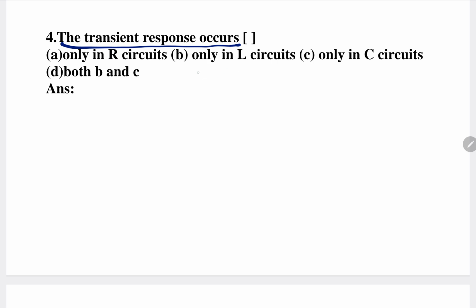Transient response occurs in both inductive circuits as well as capacitive circuits. So both B and C. As the inductor does not allow sudden changes in current, it stores some energy because of that property. And as the capacitor does not allow sudden changes in voltage, we will have the transient behavior in the circuit, both in the inductive circuit and in the capacitive circuit. That means the answer is B and C.